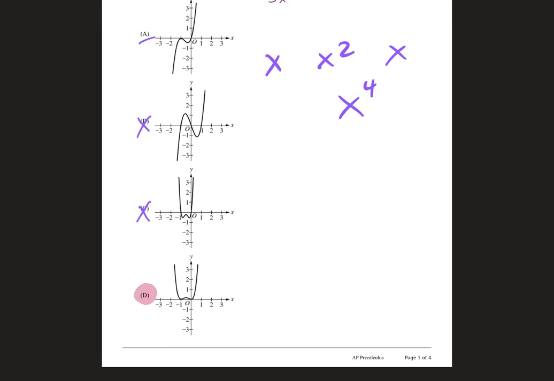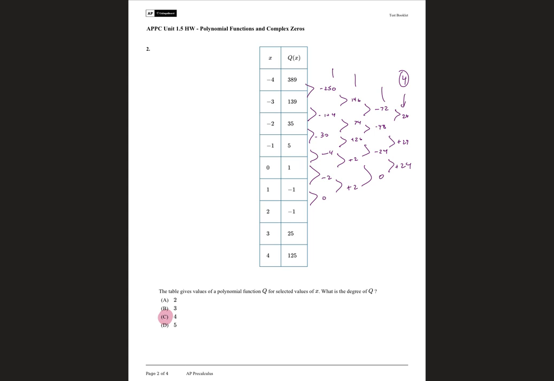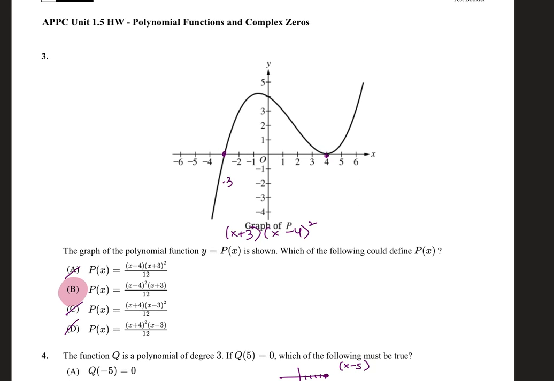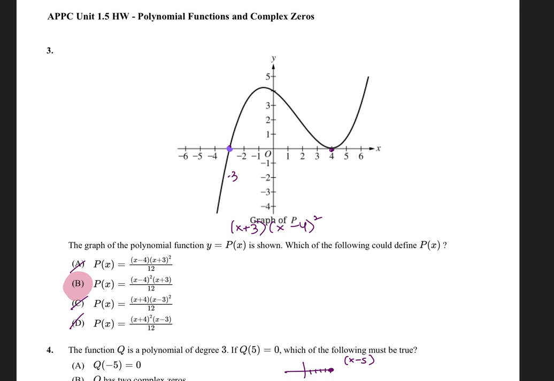That works here. All right, 2, you were looking for the common difference. It took to the 4th degree, or 4th difference. 3, it said which of them could define P. You've got a 0 at -3 with an odd multiplicity, and you've got a 0 at 4 with an even multiplicity. So as you go through, the x minus 4 had to have an even multiplicity, which rules out C and A. And then you're left with x plus 3 or x minus 3. And if the 0 is x minus 3, then my equation has to be x plus 3.